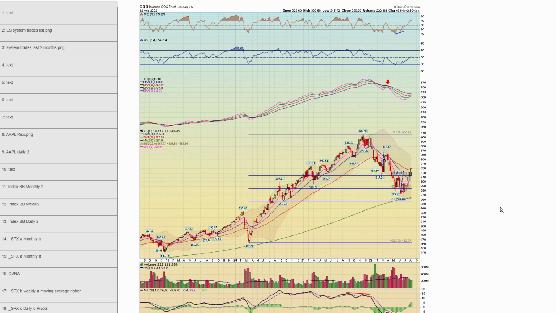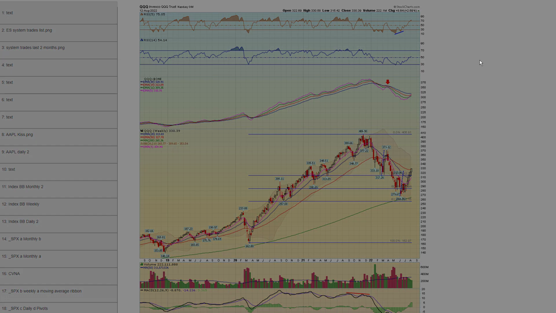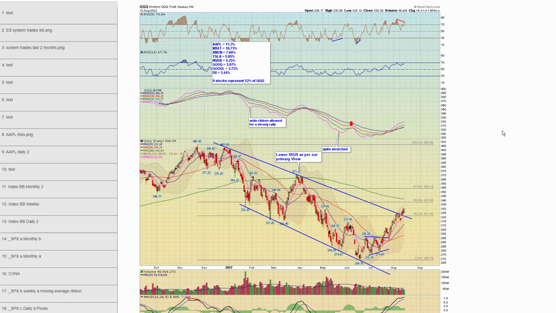Chart 30, triple Q's weekly chart. Again, really nice move off those lows so far. Moving average ribbons now pinching on the underside. Next. Chart 31, here's the daily Q's.